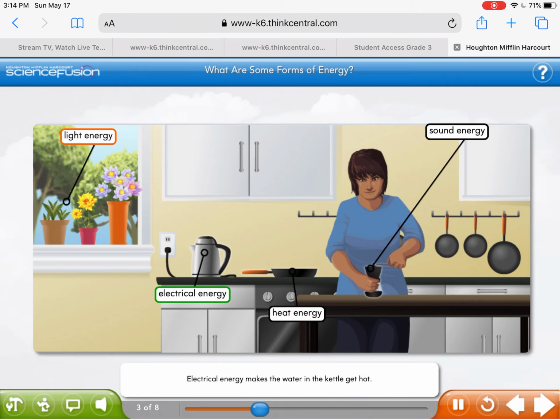So let's look at the electrical energy. Electrical energy makes the water in the kettle get hot. Then we have heat energy. Heat energy from the stove cooks food. Cooks the food. And sound energy makes it possible for people and animals to hear what is going on around them, like the coffee grinder.